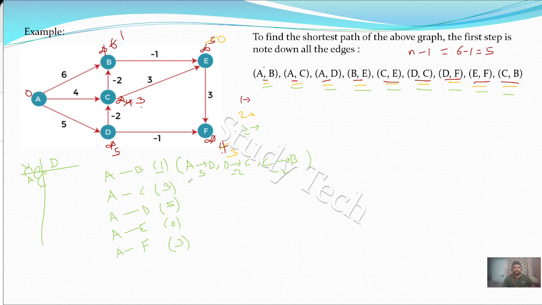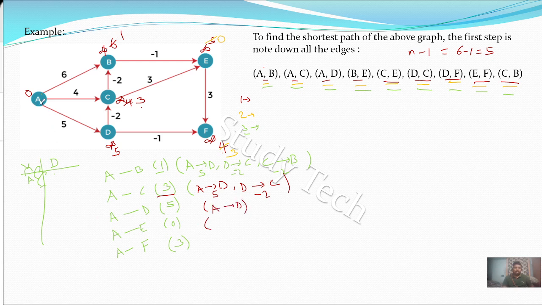Next, A to C value is 3. So how do we get the 3? A to C directly is 4, but A to D value is 5 and D to C value is minus 2, that's why it is 3. 5 minus 2, 3. And A to D is directly 5 here. A to D value is directly 5.